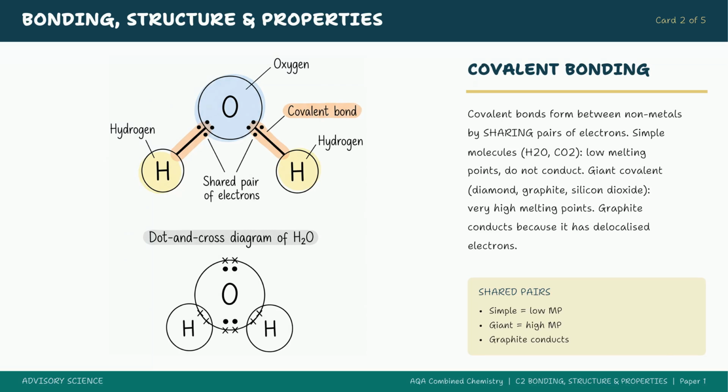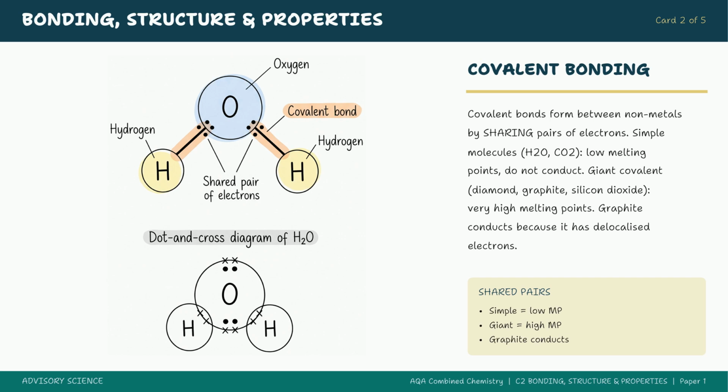Covalent bonding. Covalent bonds form between nonmetals by sharing pairs of electrons. Simple molecules like water and carbon dioxide have low melting points and do not conduct electricity. Giant covalent structures like diamond, graphite, and silicon dioxide have huge networks of atoms and very high melting points. Graphite is special. It conducts electricity because each carbon has a delocalized electron, so an electron that is free to move elsewhere.